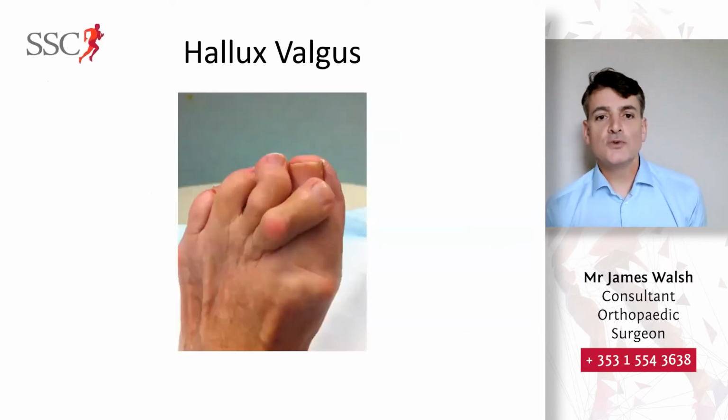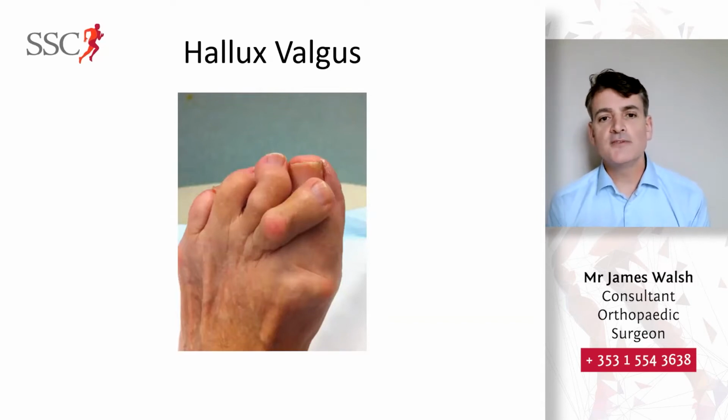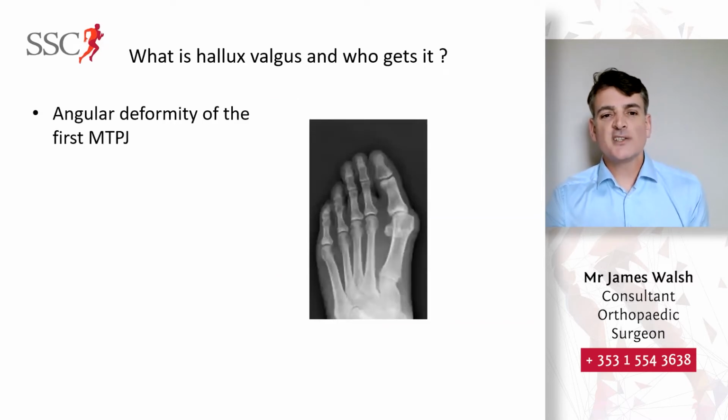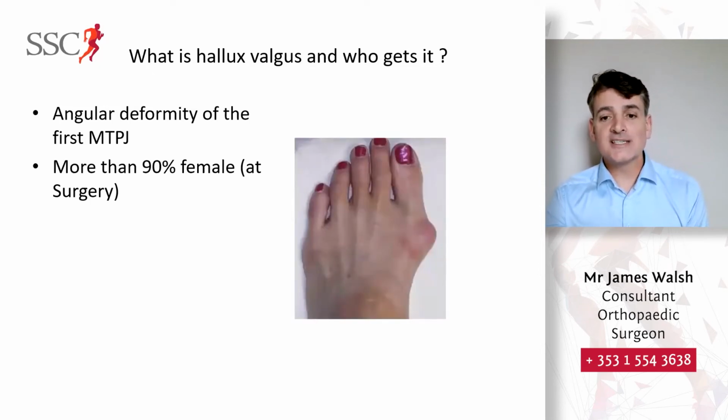So moving on to the front of the foot, we don't have time today, unfortunately, to talk about the various conditions in the midfoot. I'm going to talk briefly about hallux valgus or bunions. So what is it? Well, it's an angular deformity of the first metatarsophalangeal joint. That's your big toe joint.